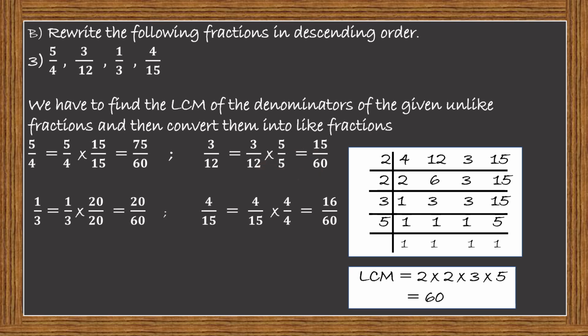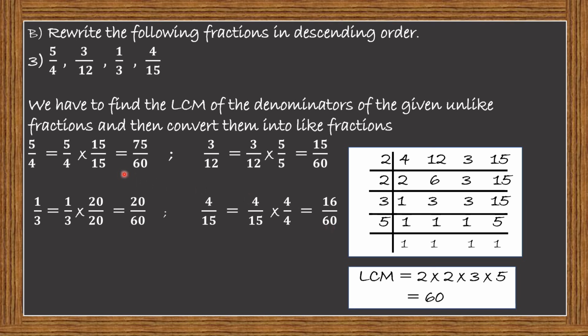Now next is 1 by 3. To convert this denominator 3 to 60, I have to multiply it by 20. How did I get this number 20? I divided 60 by 3, and 60 divided by 3 is 20. That's why 20 upon 20. So 1 20s are 20 and 3 20s are 60. Similarly, 4 upon 15, the next fraction here. It should be multiplied by 4 upon 4, because we have to convert this 15 to 60. So 4 4s are 16 and 15 4s are 60.